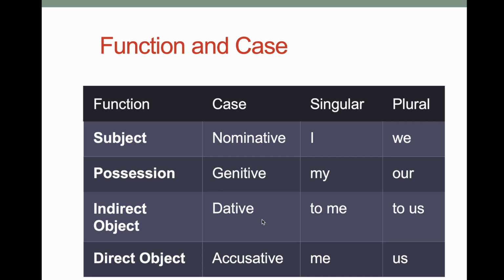Again, the dative case expresses indirect object. So someone might give the cup to me, or someone might give the cup to us. Okay? And finally, the direct object is the word that directly receives the action of the verb. So that's the accusative case. And so in this situation, the direct object forms of the personal pronouns are me and us. All right?